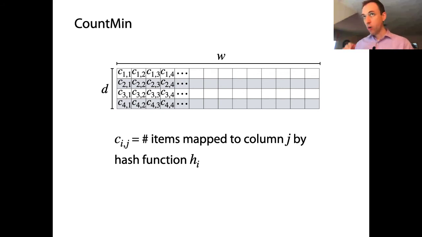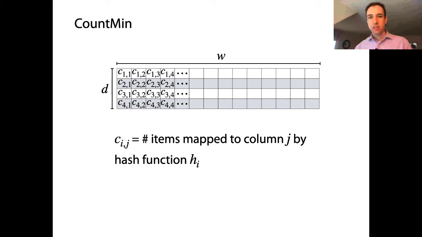In terms of how we added things to the CountMin sketch, we can also phrase it this way. The actual count c sub i,j, for row i, column j, is just the number of items that were mapped to column j by hash function i. We're talking about a particular row i, so we just need to focus on hash function i. That's the only one that matters to row i, and j is the column. So this is just the number of times some item in the input data set was mapped to column j by hash function i.